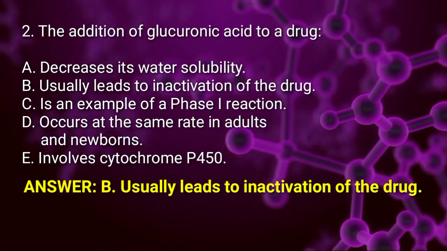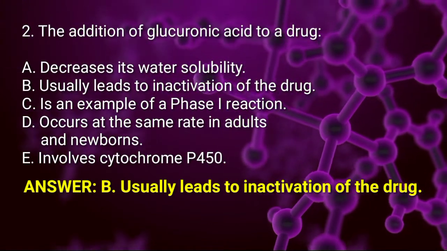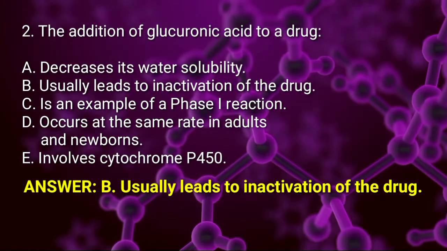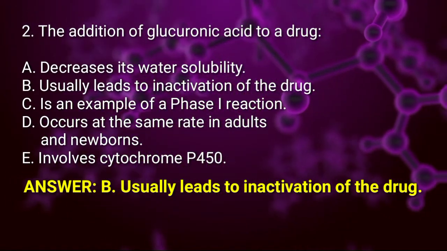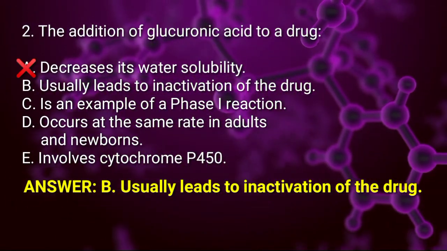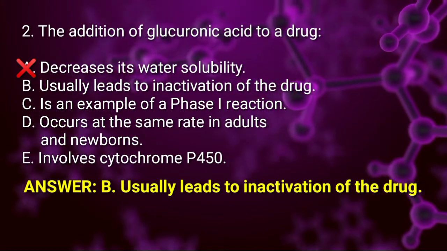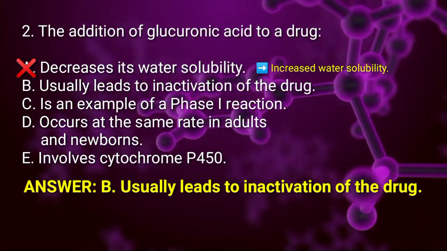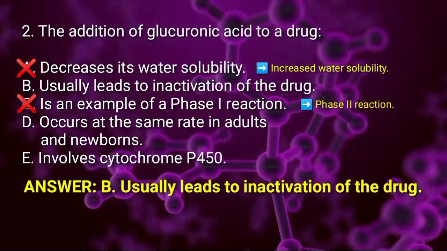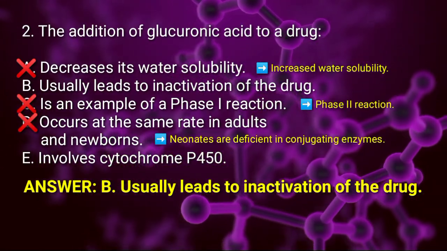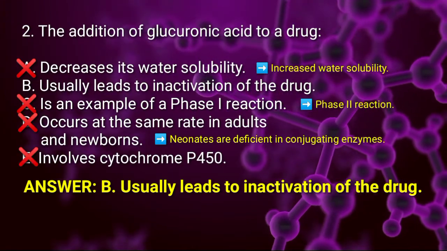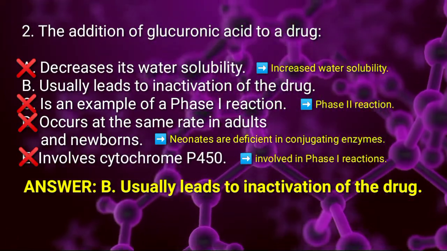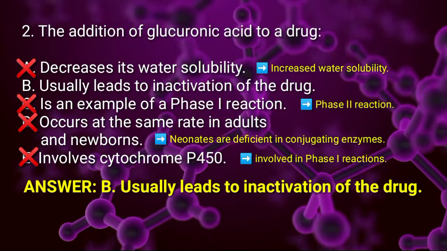Answer: B. Usually leads to inactivation of the drug. The addition of glucuronic acid prevents recognition of the drug by its receptor. Glucuronic acid is charged, and the drug conjugate has increased water solubility. Conjugation is a phase 2 reaction. Neonates are deficient in conjugating enzymes. Cytochrome P450 is involved in phase 1 reactions.